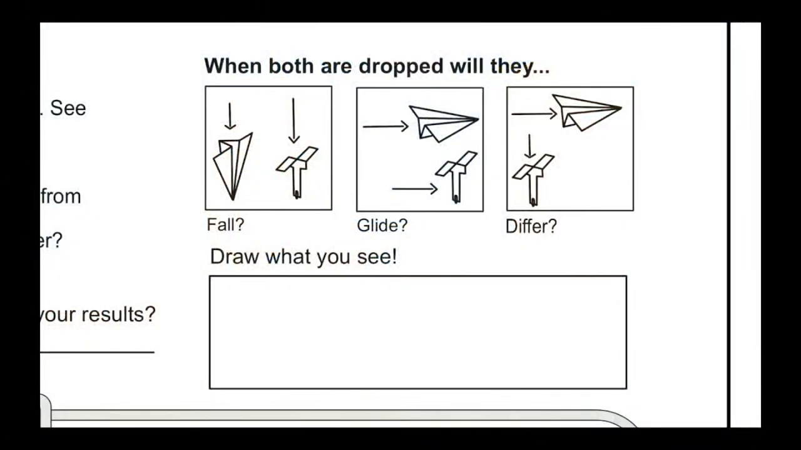Let's go ahead and share this screen. So if I drop them, let's say from the top of a really tall bridge, are they both going to fall straight down? Will they both glide out away from the bridge? Or will the path be different? Will one of them glide and one of them drop, or vice versa? What do you think? So good questions.